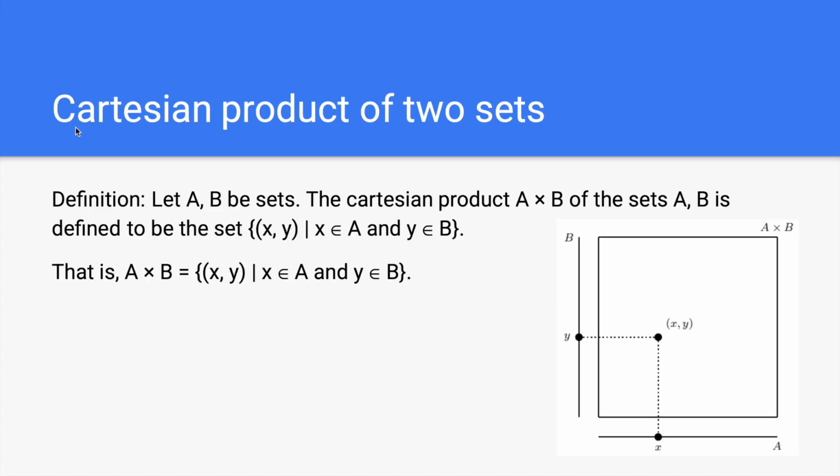Finally, we arrive at the Cartesian product of two sets. The definition: let A, B be sets. The Cartesian product A cross B of the sets A, B is defined to be the set consisting of all the ordered pairs (x, y) for some x belonging to A and y belonging to B. We can refer to this picture to explain what a Cartesian product is. That is, we have this definition.